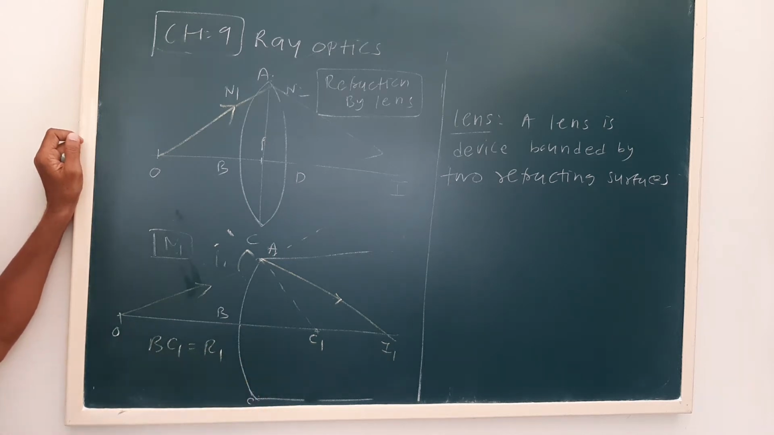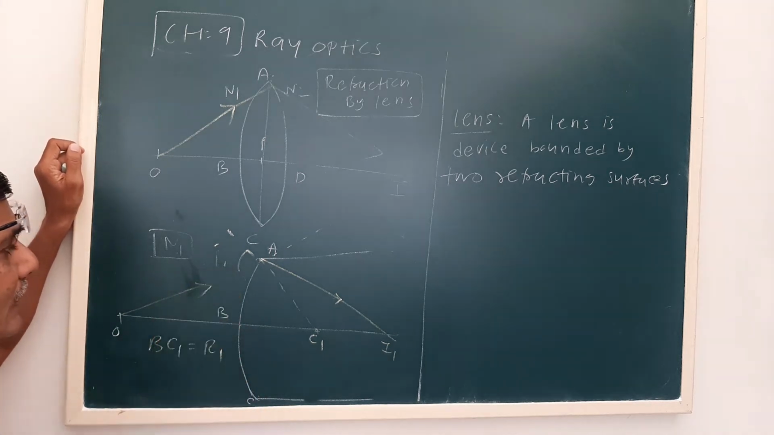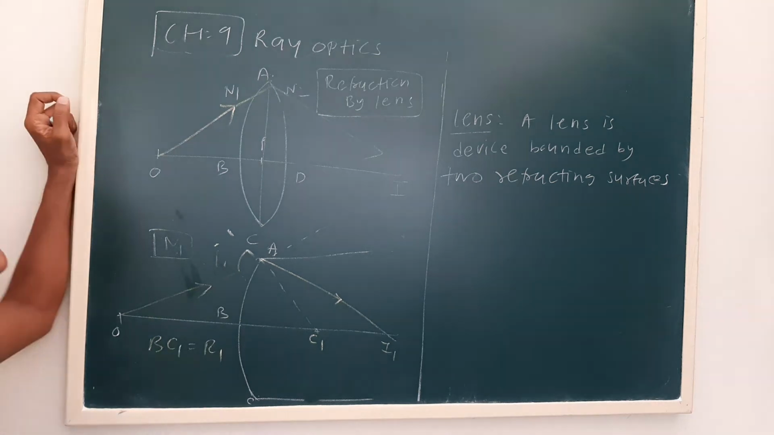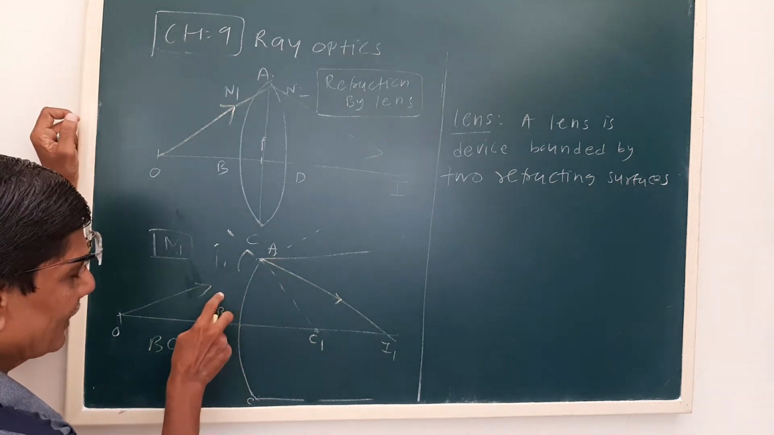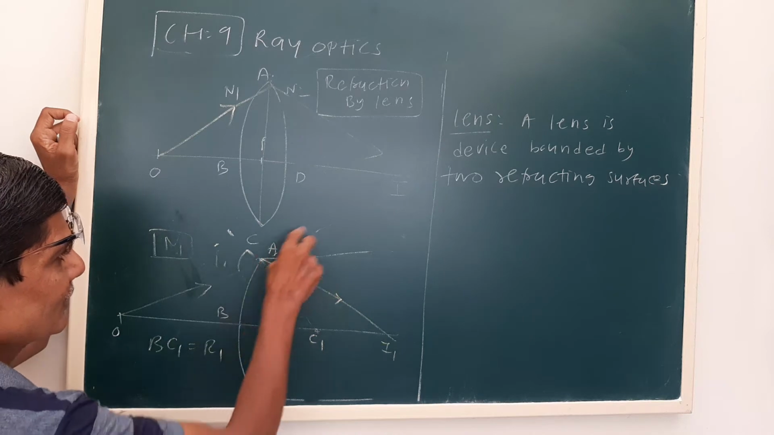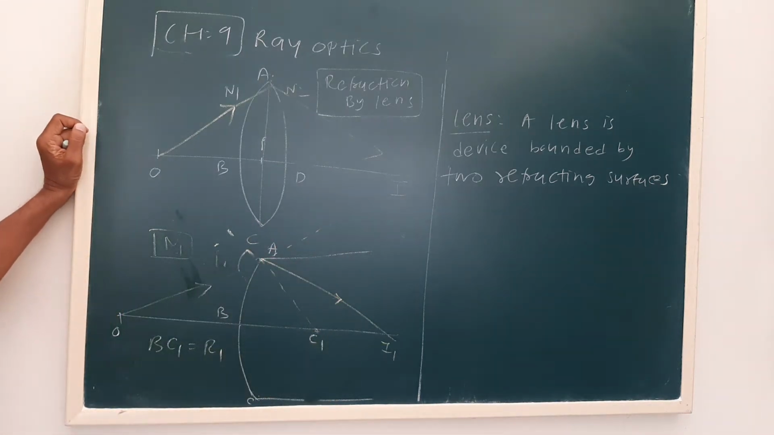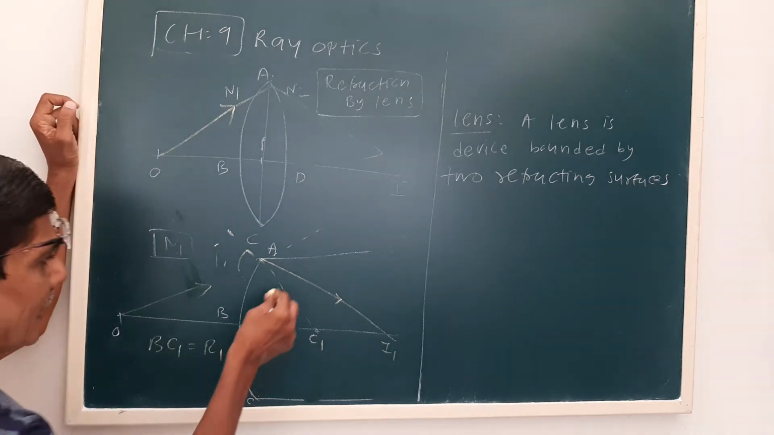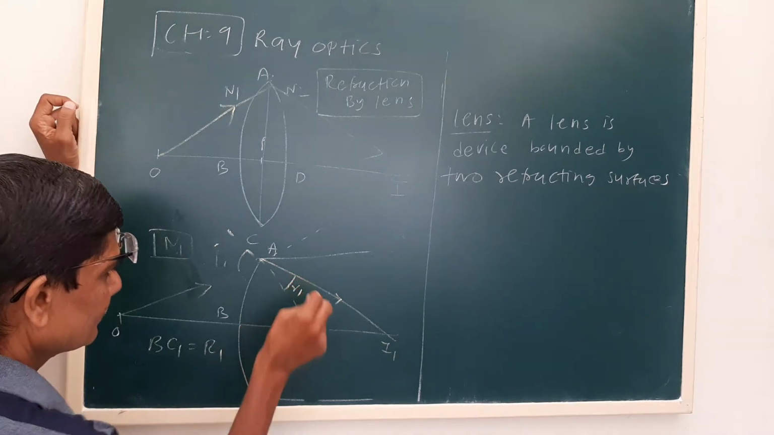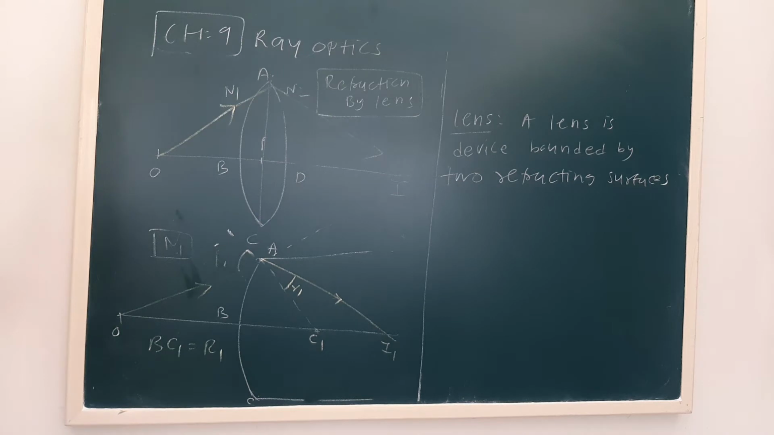Now let us say the first ray is incident at angle I1 with the normal. We know it travels from a rarer medium to a denser medium, so it will bend towards the normal. This AC1 is our normal, so the angle of refraction will be R1.